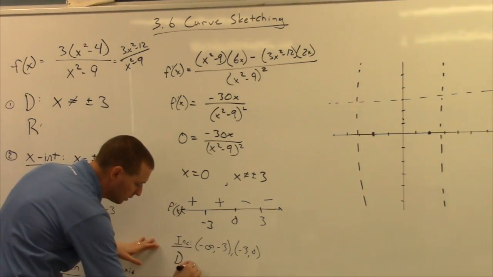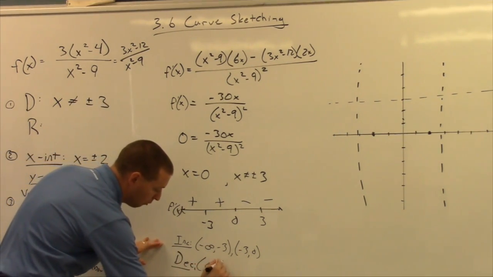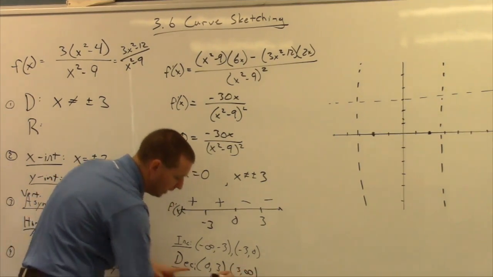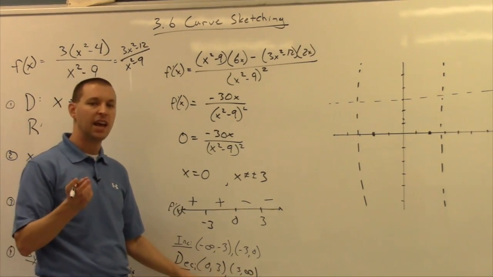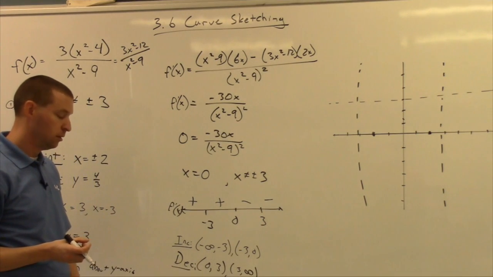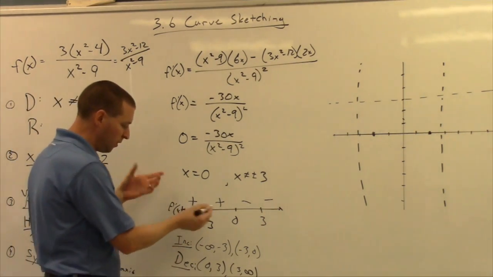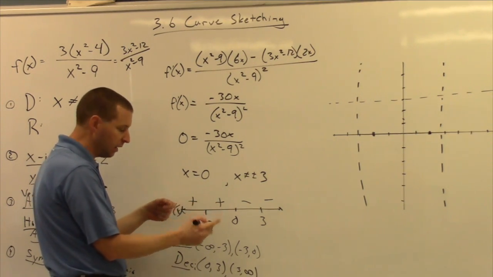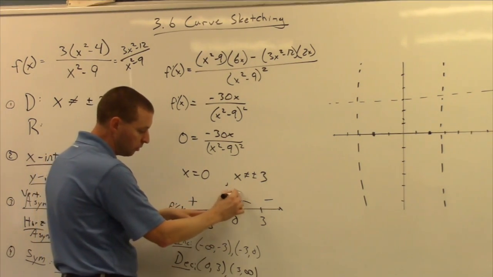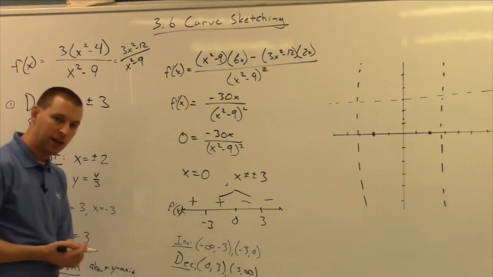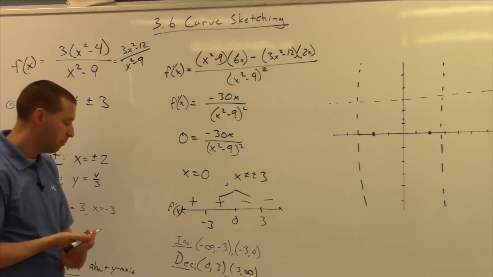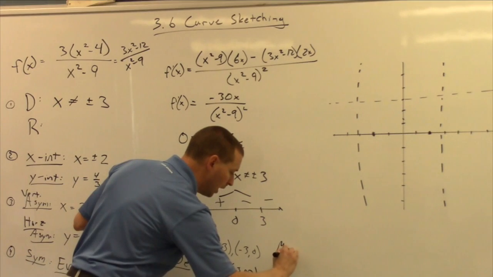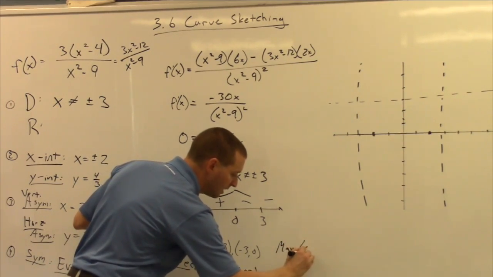My function is decreasing on the interval from 0 to 3 and from 3 to infinity. And again, I'm making that break because I have an asymptote at positive 3. So if I look at this, really the only place where I'm changing from positive to negative is from here to here. So I was going from increasing to decreasing, which means right there at 0, I'm going to have a maximum value. So I know that I also have a max at 0.